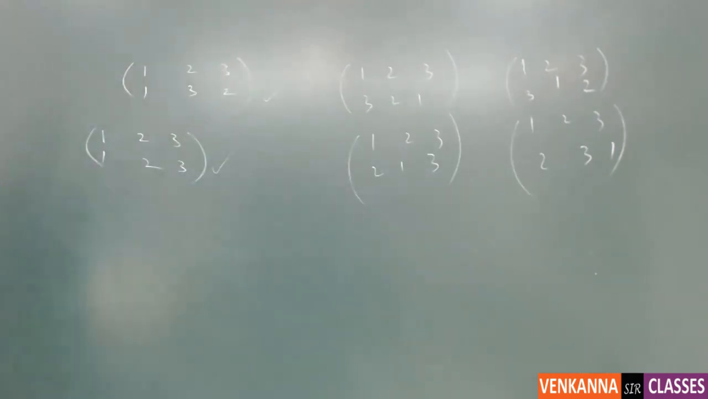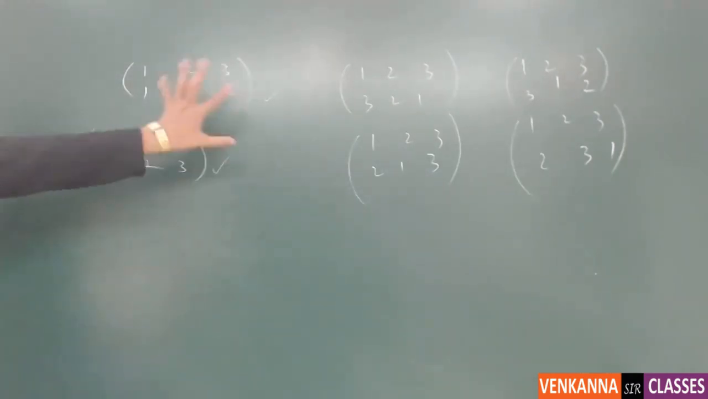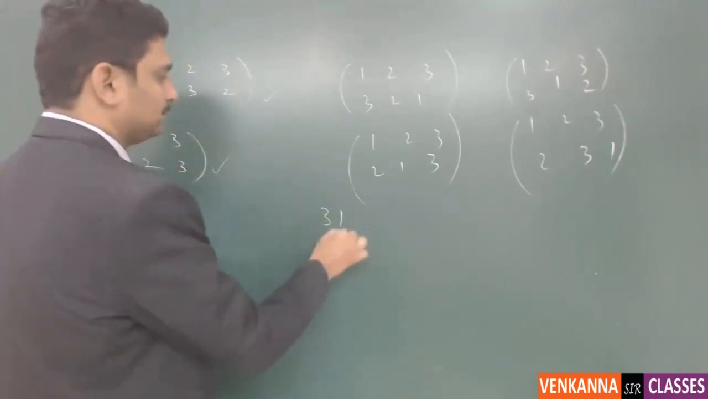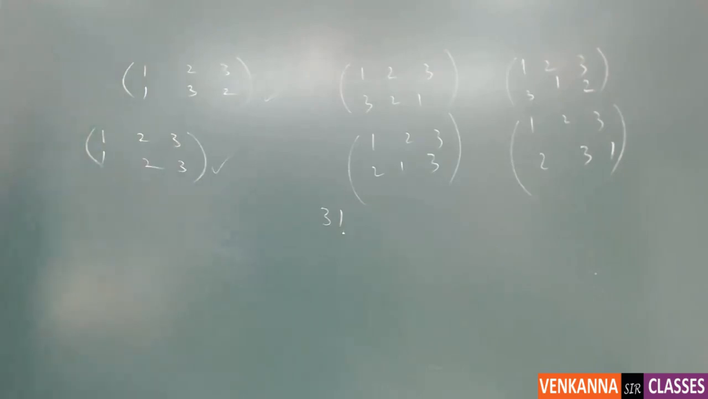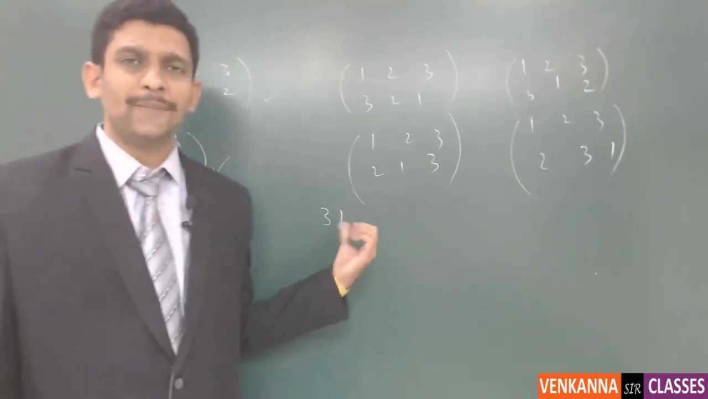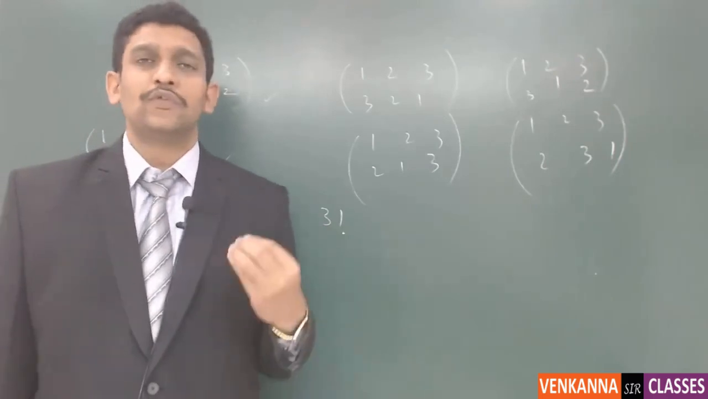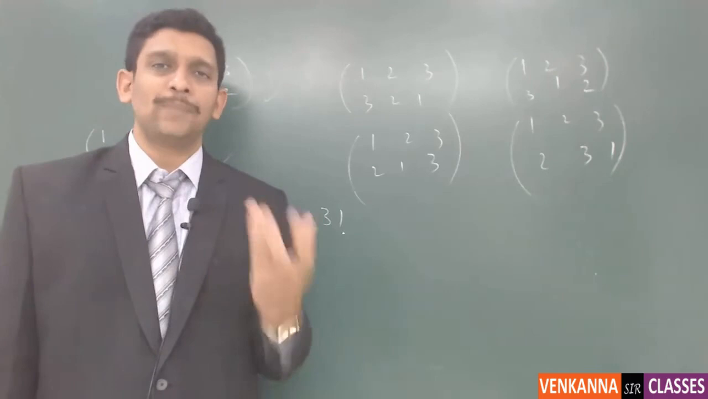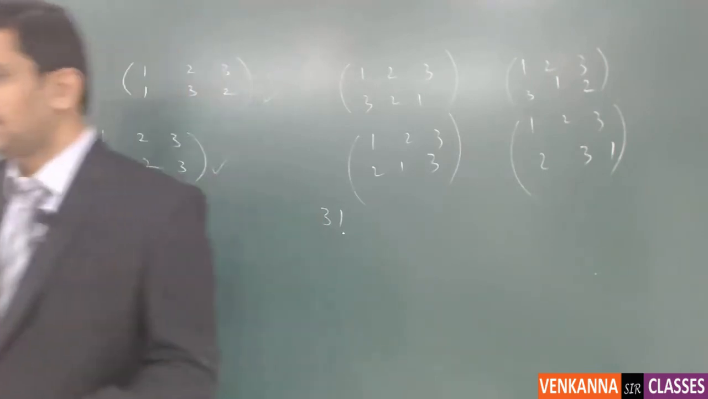Right. So you cannot find more than this. So here the thing is 3 factorial. If you take a set having 3 symbols, the total permutations you are getting is 3 factorial. So if you take a set having n symbols, you will get n factorial permutations on the set. Accepted?